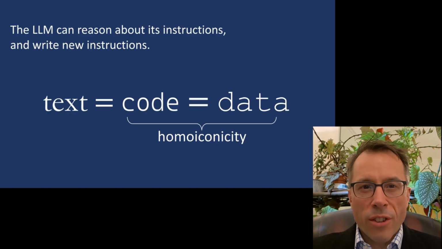I think it's no coincidence that homoiconicity pops up in both Lisp and in LLMs, the two languages of artificial intelligence. To explain why it's so important, why it matters that LLMs can write their own instructions, I need to talk about agents and about agency.